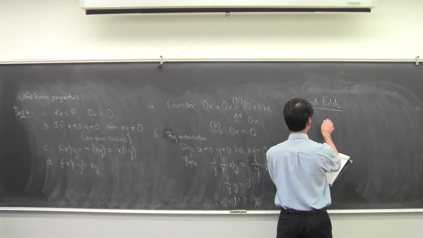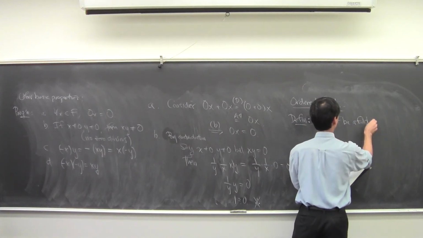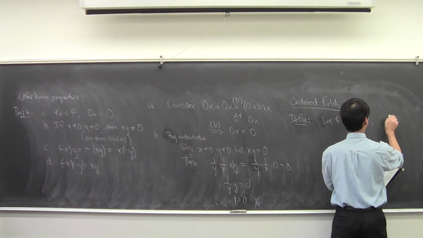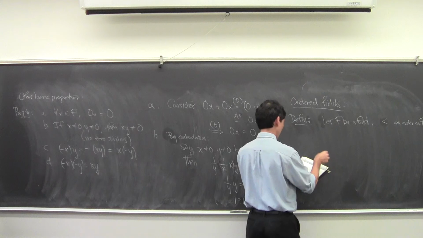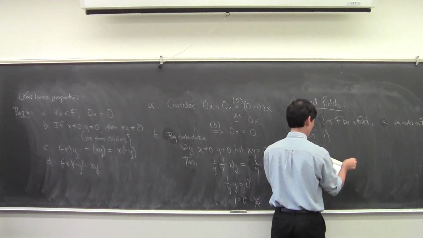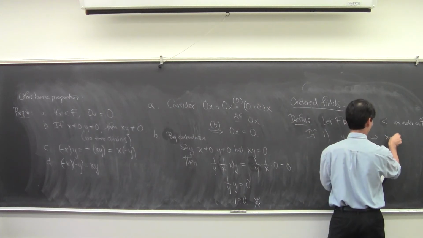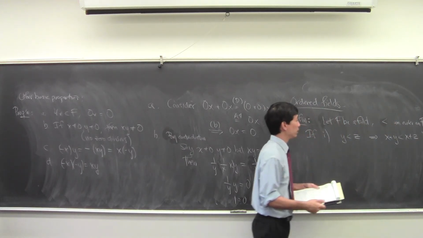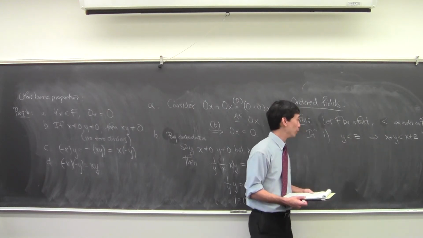So let F be a field, and let < be an order on the field. If whenever y is less than z, we have that x plus y is less than x plus z, for all x in the field. So adding something onto both sides preserves the order.